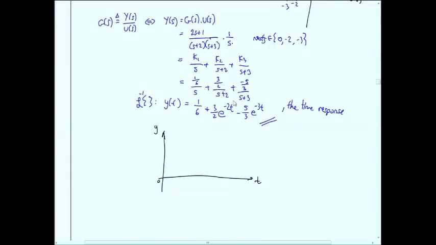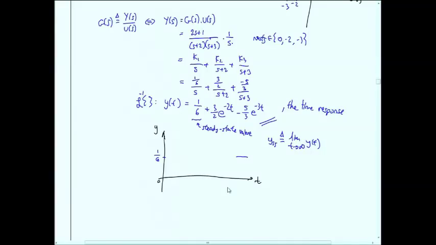So a distinguishing feature of this is the fact that as t approaches infinity, these two terms disappear because of their negative exponentials, which means we're only left with this one. So this is actually going to be the steady state value, which in control is basically the limit as t approaches infinity of y of t. Definition. So 1 over 6 is where this thing will end up. So it's going to end up somewhere over here at 1 over 6.